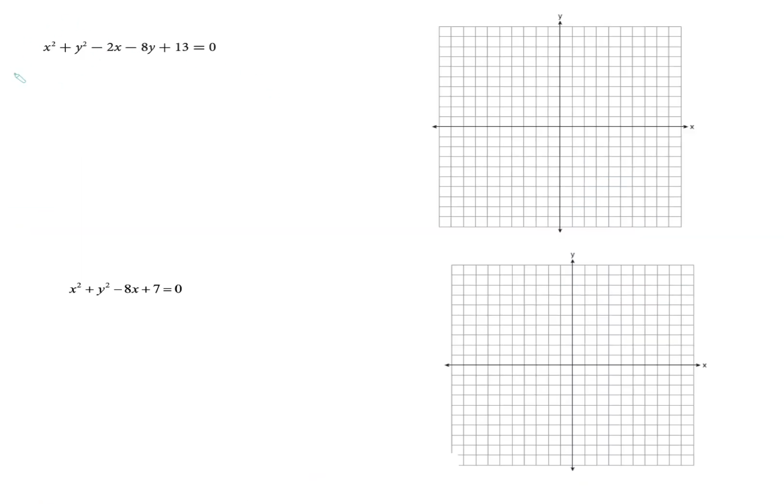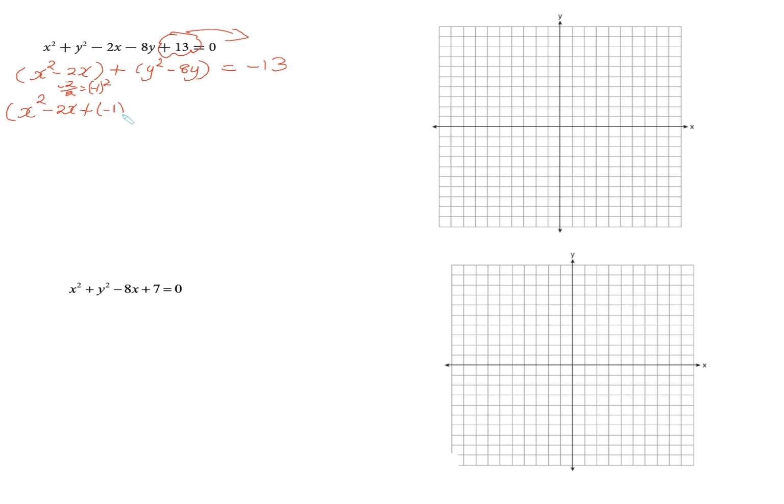Let's try this again. So your first step, we're going to group the x's together. Let's group the y's together. And let's take that pesky 13 to the right. So it's a positive 13, it becomes negative 13. Let's begin completing our square. So you have x squared minus 2x plus your b is negative 2. If you take half of that, you get negative 1, and you have to square it.